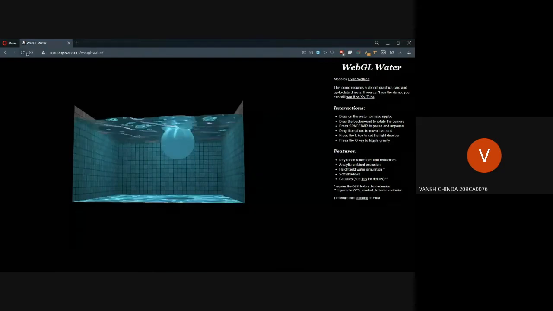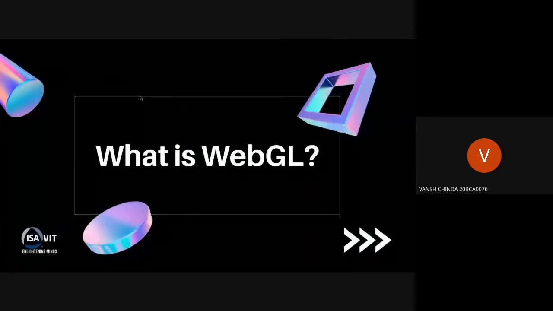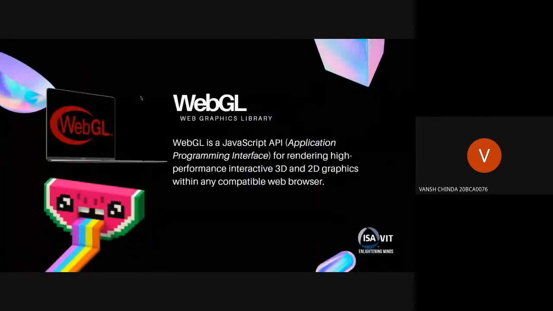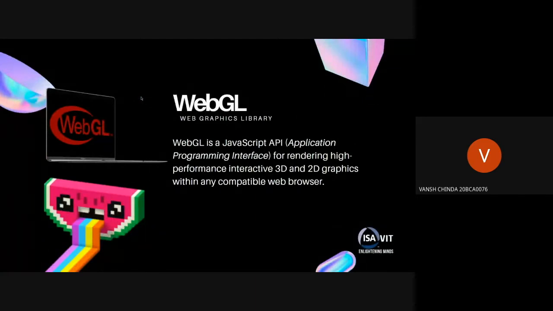So let's start explaining what WebGL is. WebGL is a JavaScript application programming interface for rendering high performance and interactive 3D and 2D graphics within any compatible browser. Mostly every modern browser supports WebGL.